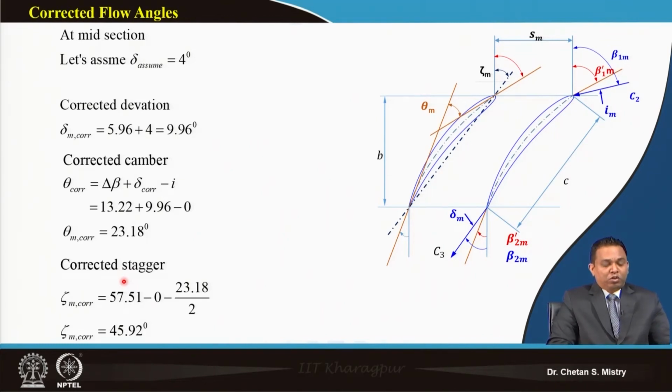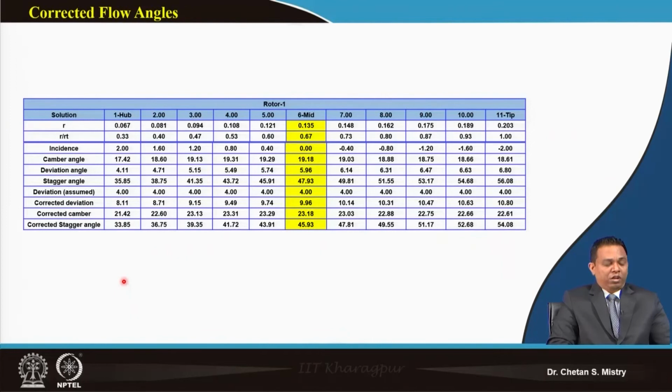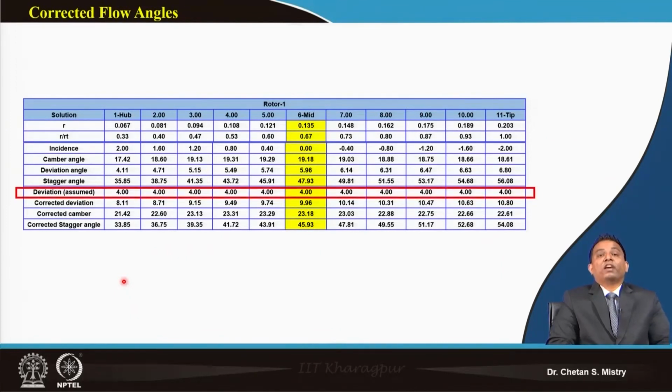And for this case also, we have assumed this deviation angle to be 4 degrees. Now, this is the designer's choice. Again I am telling you, it is not necessarily 4 degrees, you can go with 3 degrees, you can go with 5 degrees. But that needs to make sense in terms of what performance you are expecting.